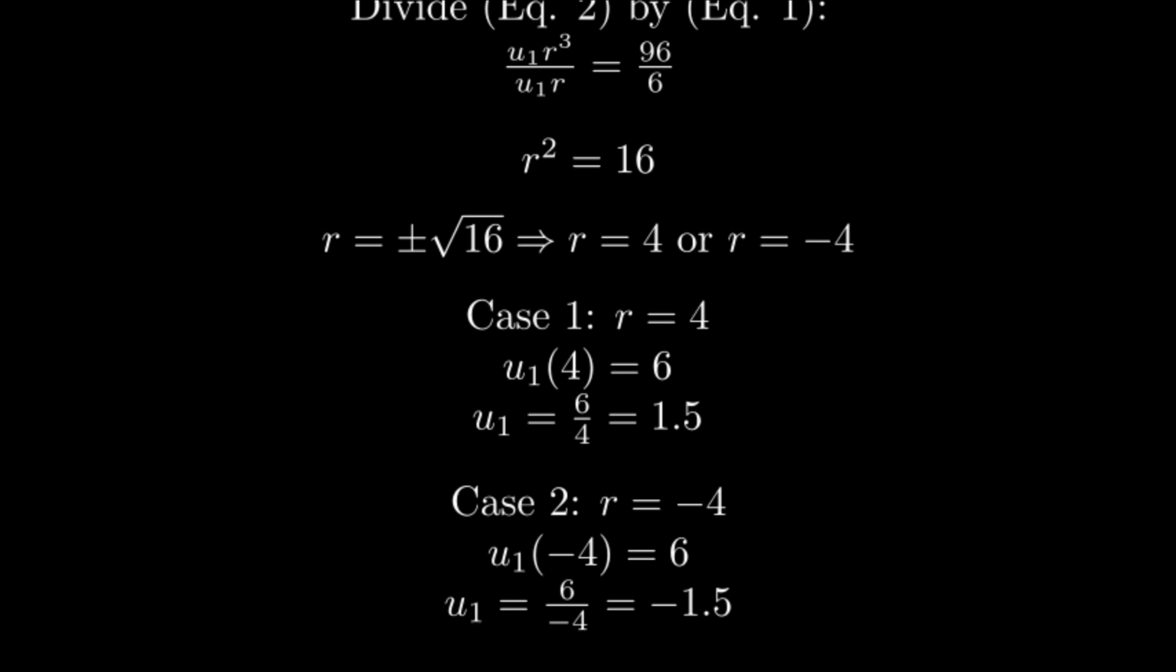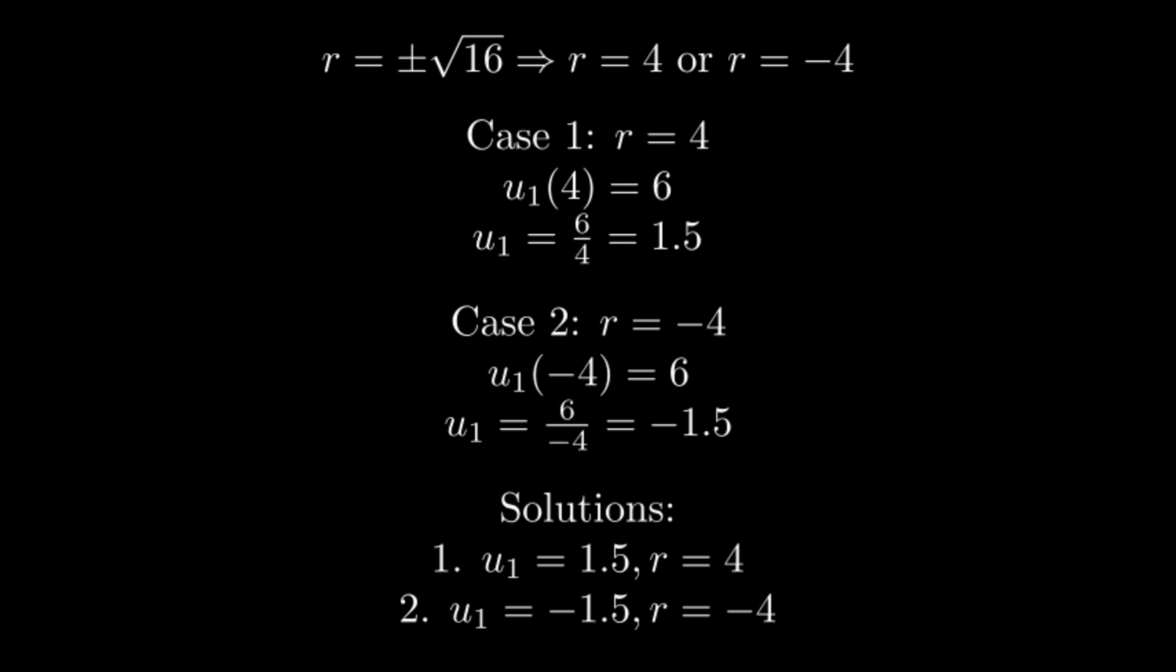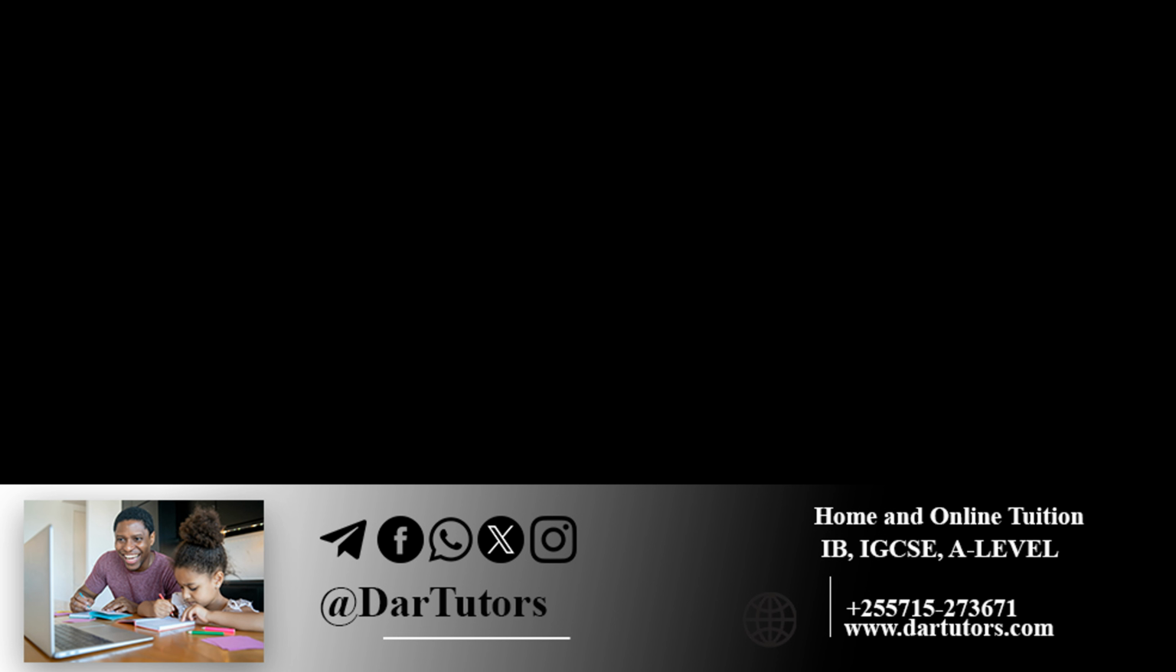So we have two possible solutions. The first possibility is a first term of 1.5 and a common ratio of 4. The second is a first term of negative 1.5 and a common ratio of negative 4. Both of these sequences will have a second term of 6 and a fourth term of 96. By setting up and solving simultaneous equations, we have successfully found the unknown first term and common ratio, meeting our objective.